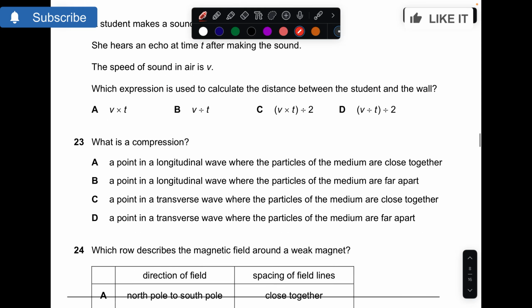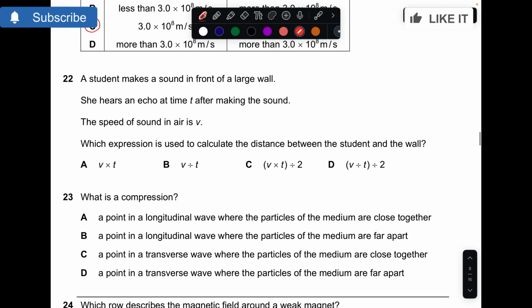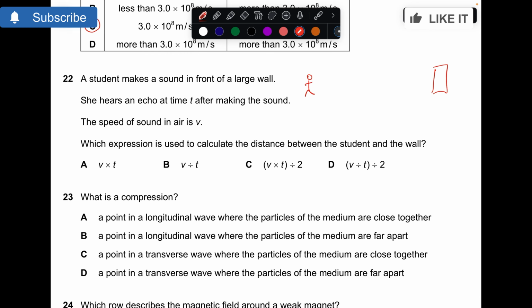In question 22, a student makes a sound in front of a large wall. She hears an echo at a time t after making the sound. The speed of sound is v. Which expression is used to calculate the distance between the student and the wall? Let's suppose there is a student and there is a wall. So the sound will travel from the student to the wall and then it will come back.